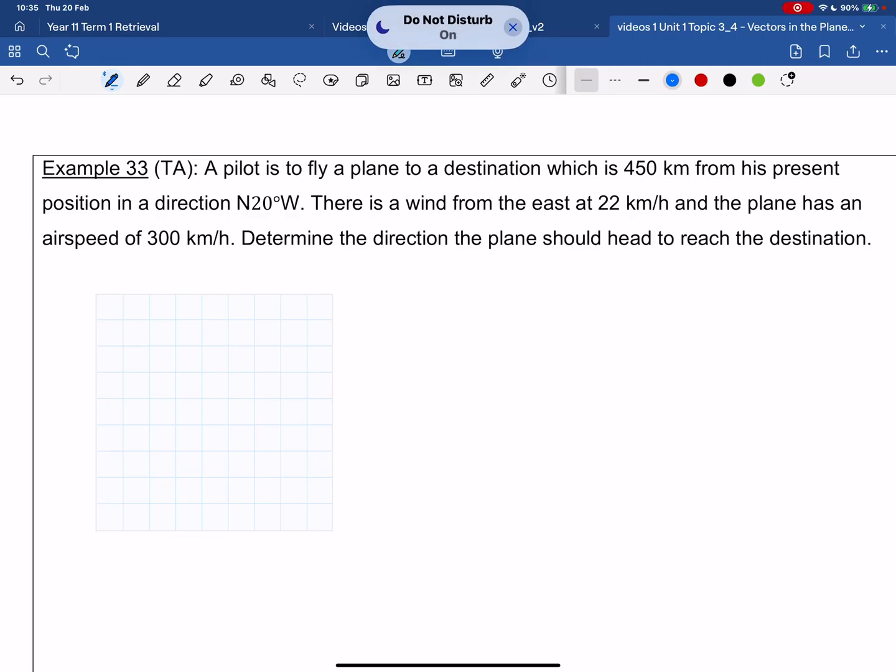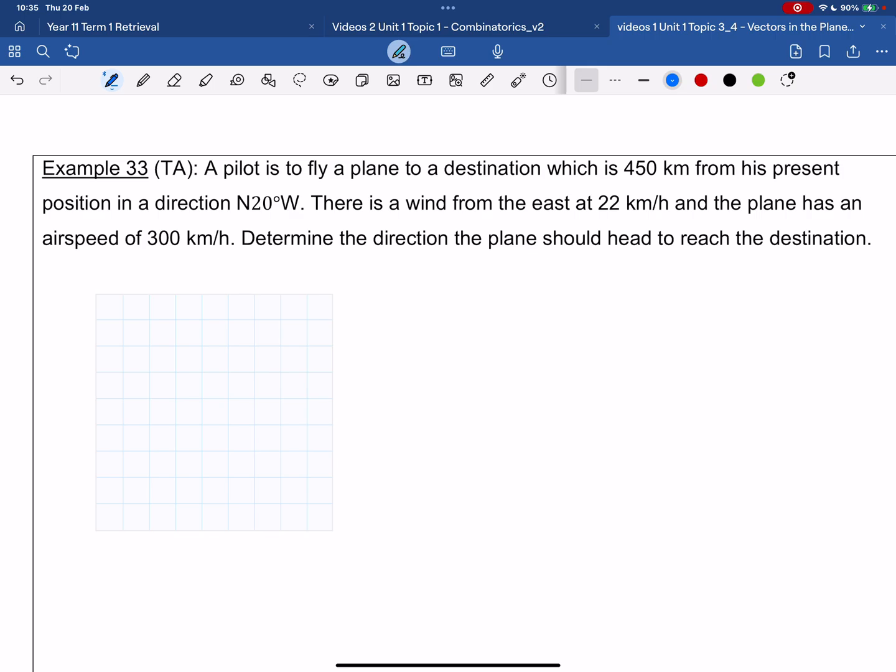Right, a pilot is to fly a plane to a destination which is 450 kilometers from his present position in a direction north 20 west. There's a wind from the east at 22 kilometers per hour, and the plane has an airspeed of 300 kilometers per hour. Determine the direction the plane should head to reach the destination.